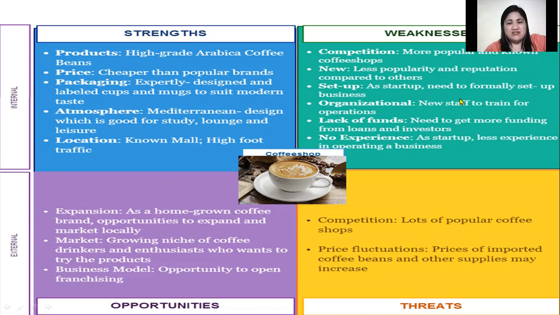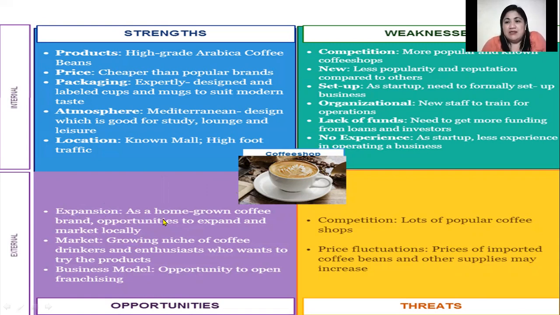Yung setup niya dahil nagsisimula pa lang siya, kailangan ayusin para magkaroon siya ng tema. Yung organizational niya, nakita rin niyang may weakness dahil kailangan niya mag-train ng mga tao to handle operations. Kulang siya ng pondo at kulang ng experience bilang bagong negosyante pa lang. So, ang kanya ngayong opportunities, dahil bago pa lang siya, nakikita niyang malaki yung potential niya to expand. Okay? At posibleng makagawa siya ng niche niya sa market.